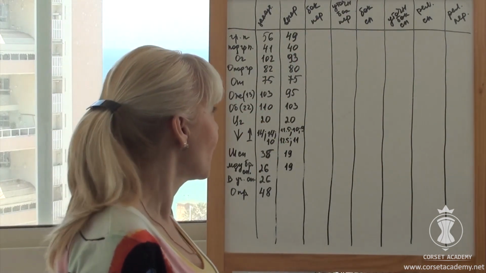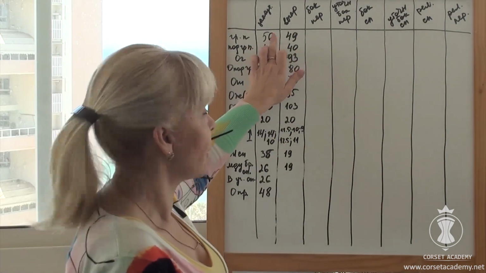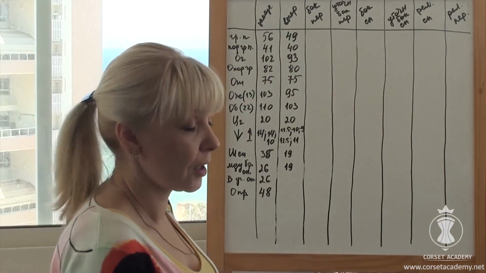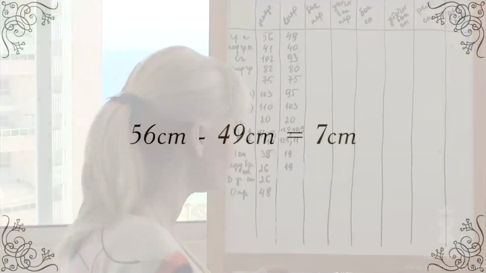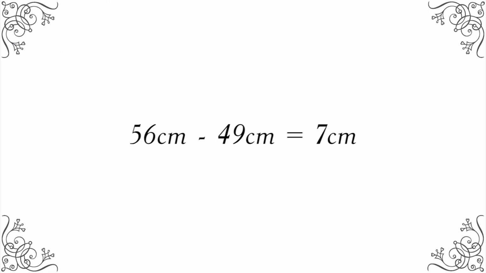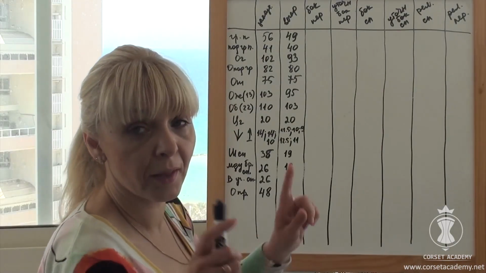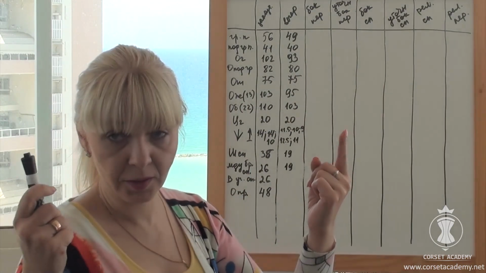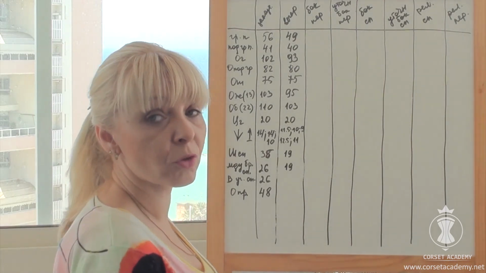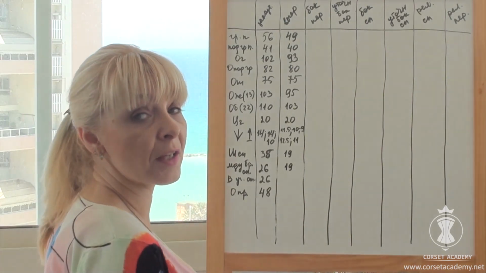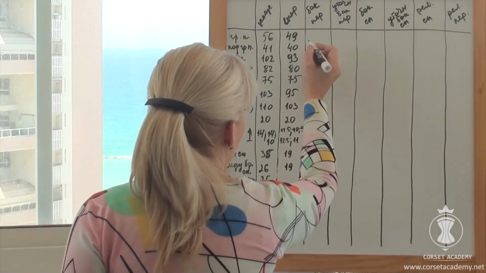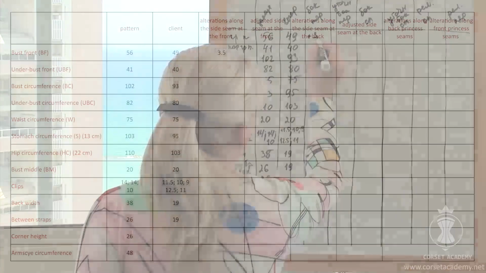Bust front measurement: 56 centimeters on the client and 49 centimeters on the pattern. 56 centimeters minus 49 centimeters equals 7 centimeters. I divide it in half because there are two side seams. Now, it's obvious that I need to expand the pattern by 3.5 centimeters from each side.